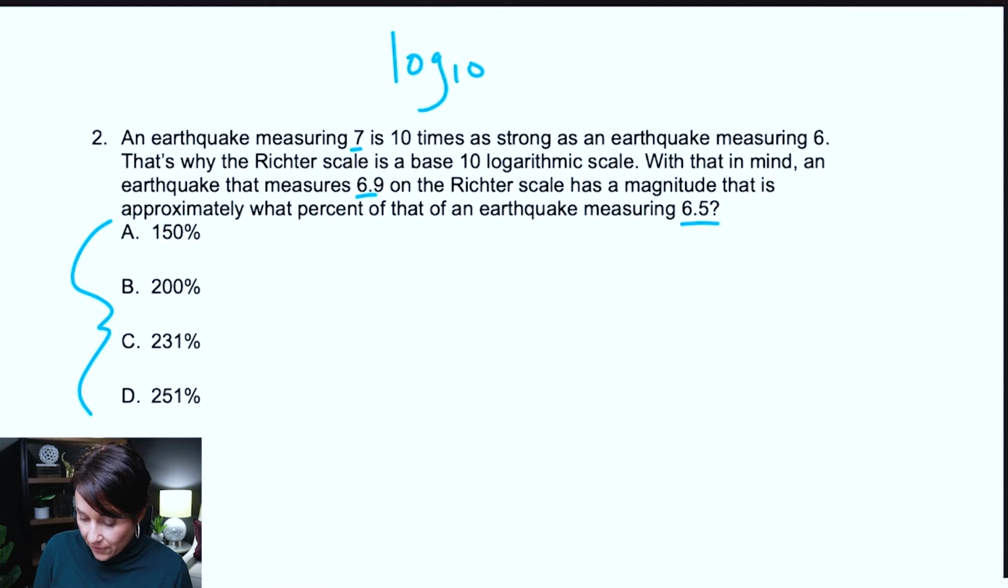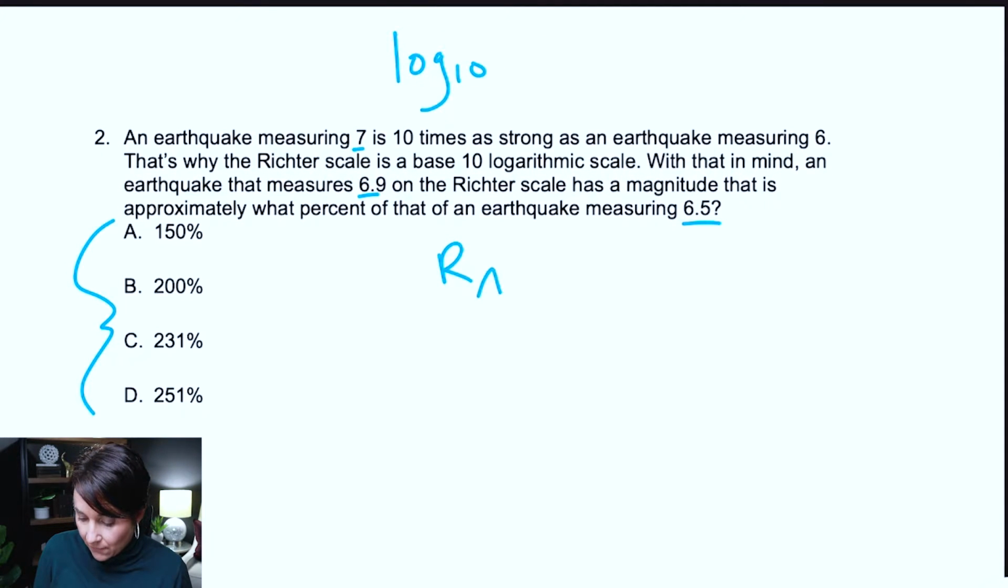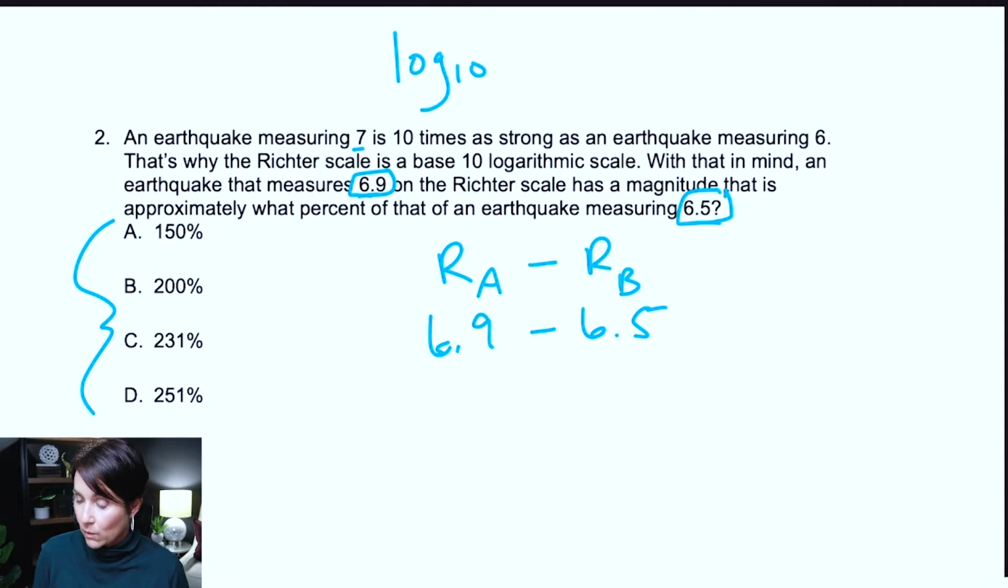So we want to look and see what the Richter scale of the first one minus the Richter scale of the second earthquake is. And in this case, it would be 6.9 minus 6.5, right? Because this one right here is the first one, and this one right here is the second one. And when we get that, we get 0.4, all right? That is the magnitude, or the difference in magnitude here.